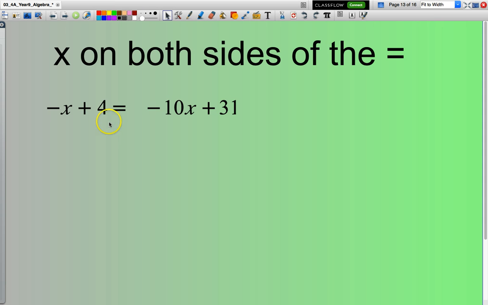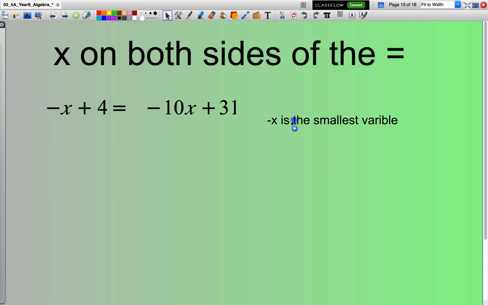Negative x plus 4 equals negative 10x plus 31. This looks a fairly complicated equation. Now, look to see where the smallest value I have in front of my x. So negative 1 over here, negative 10 here. So I will use the negative x. That is the smallest variable.